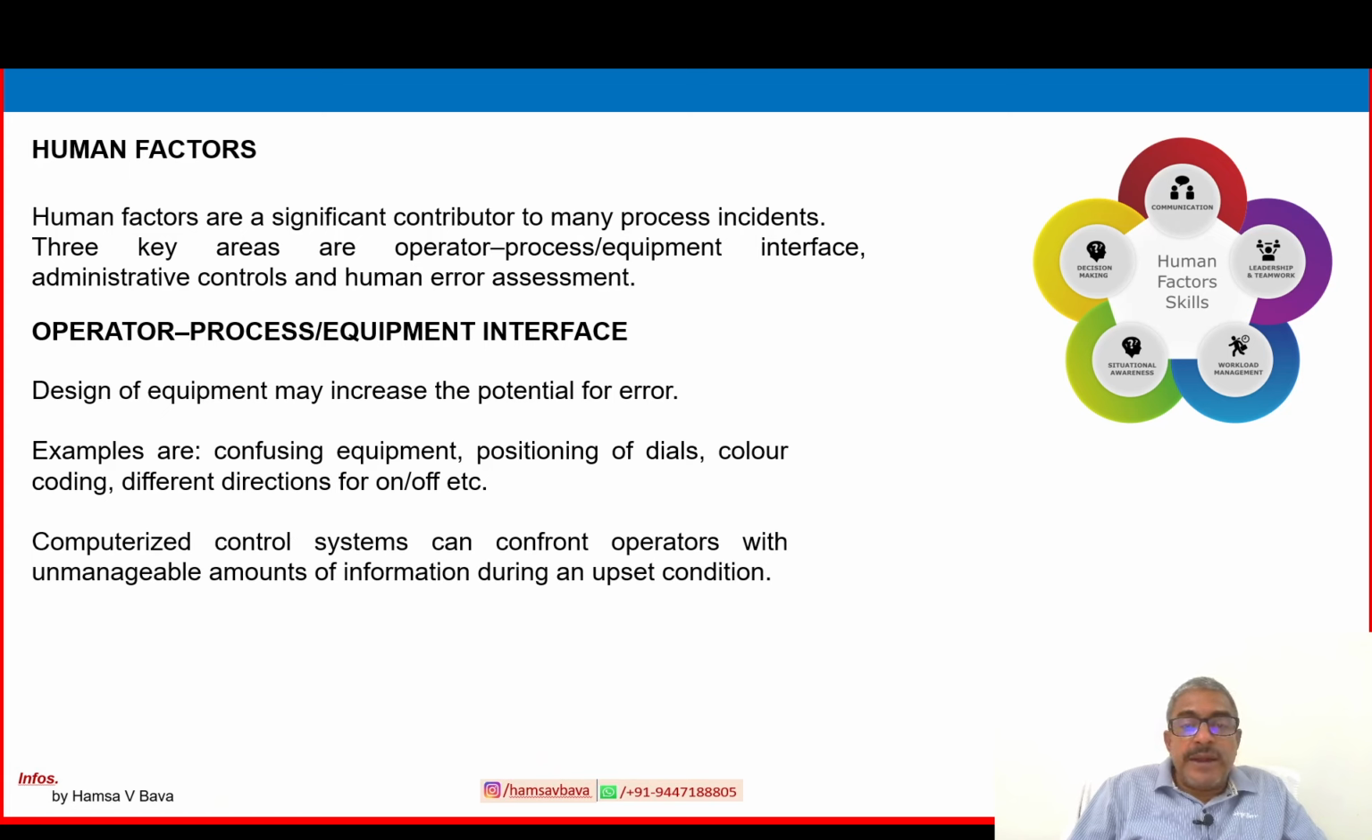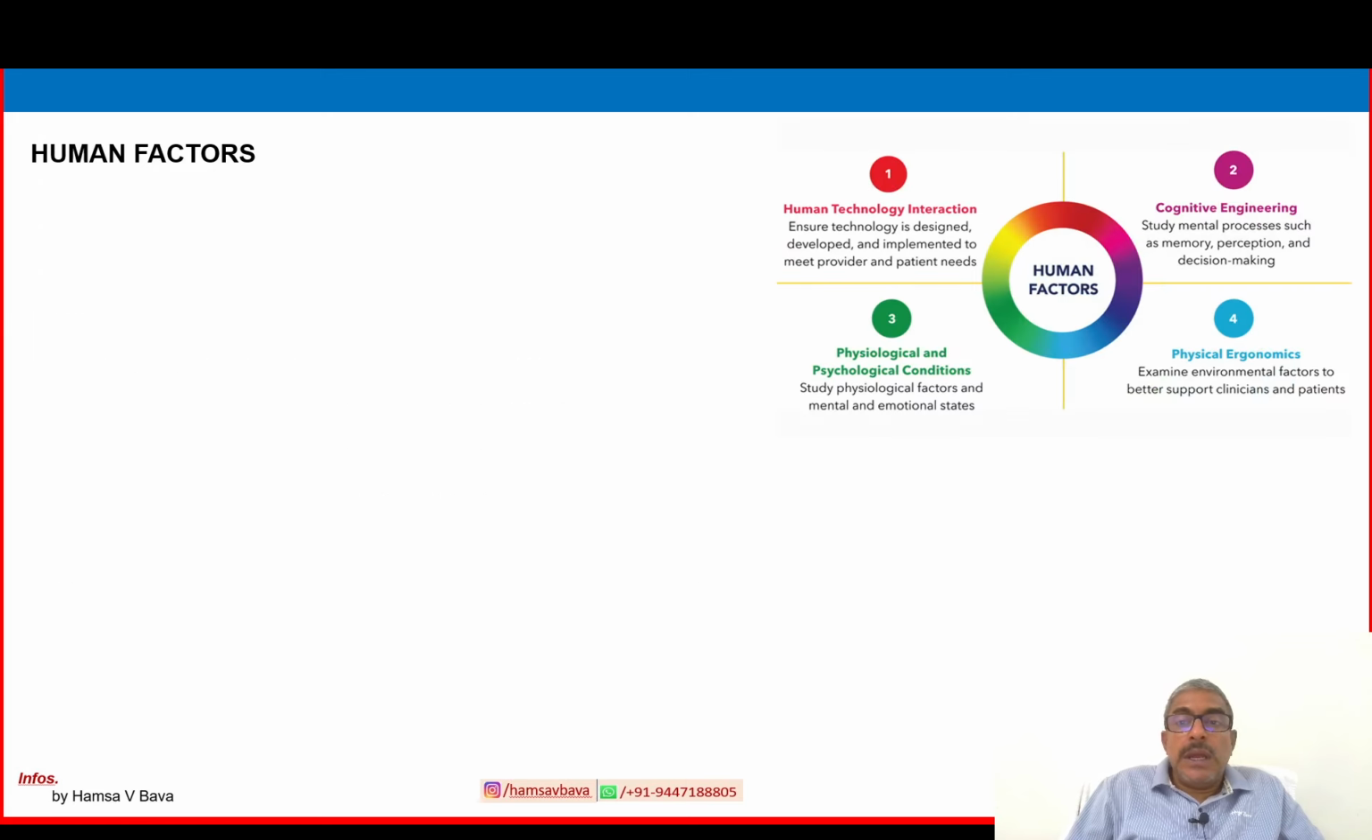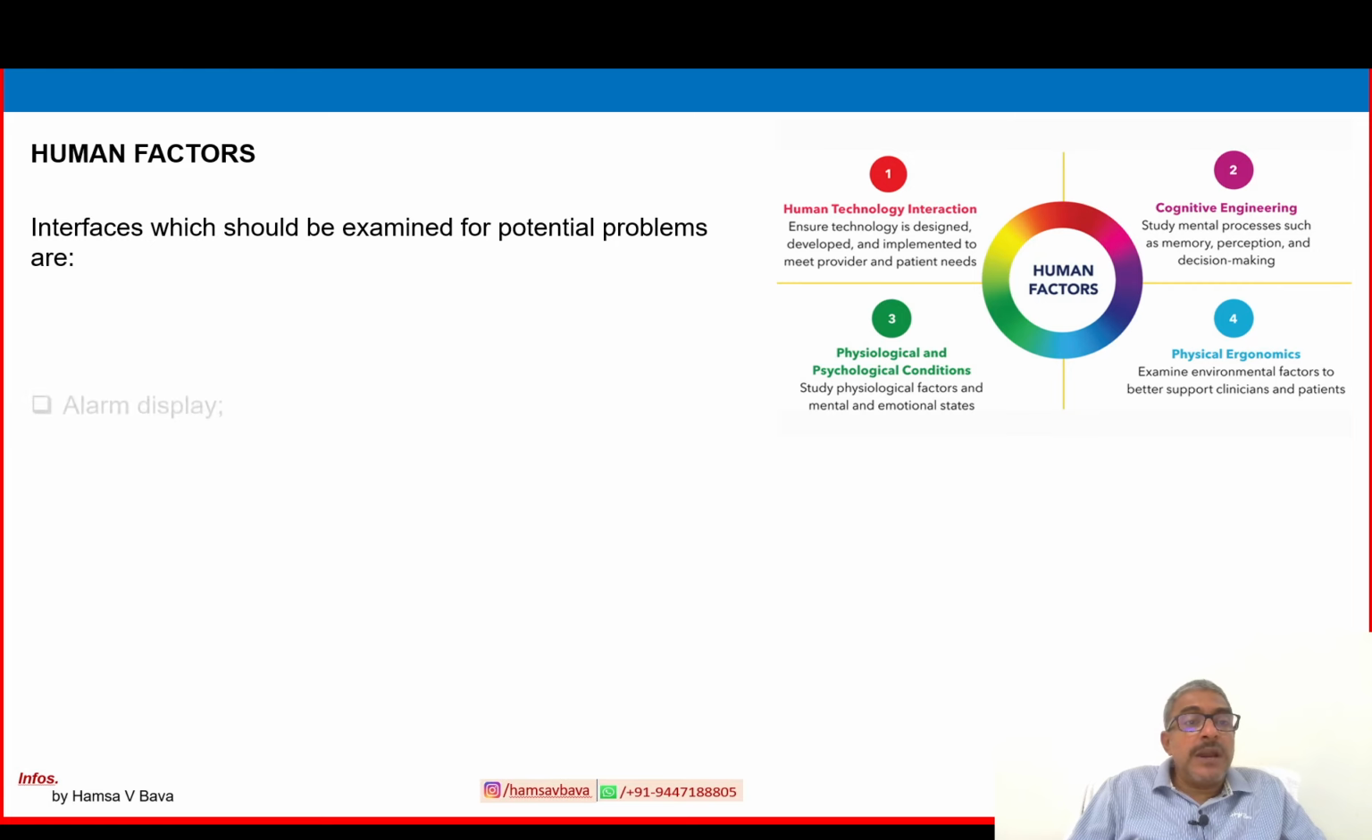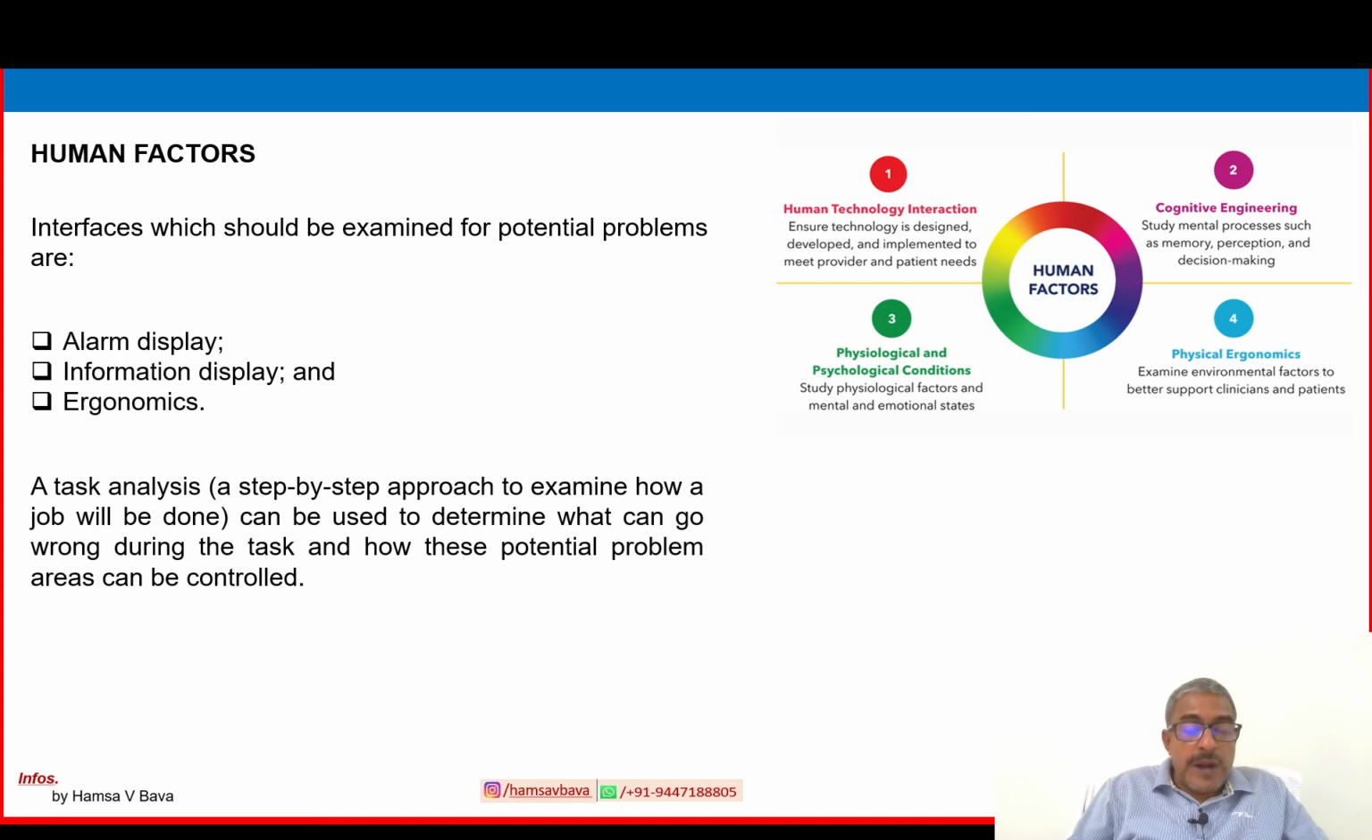Computerized control systems can confront operators with unmanageable amounts of information during an upset condition, like in the CCF control room operation. Human factors will continue. Interfaces which should be examined for potential problems are alarm display, information display, and ergonomics, body sitting and moving. Alarm display is in the CCF, and information display is in the CCF or outside as well.